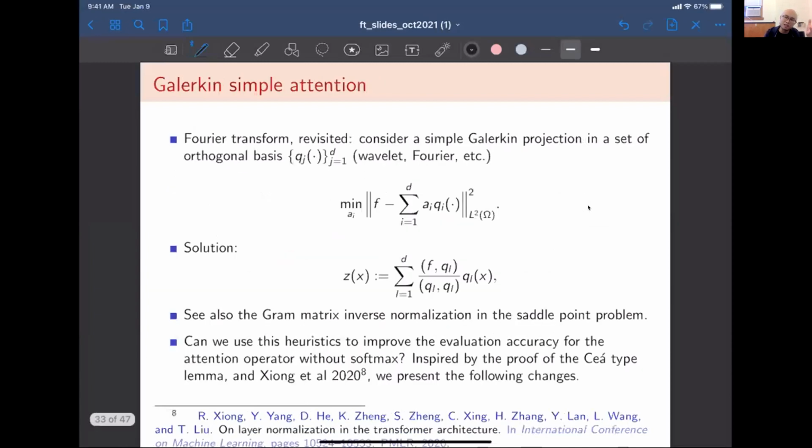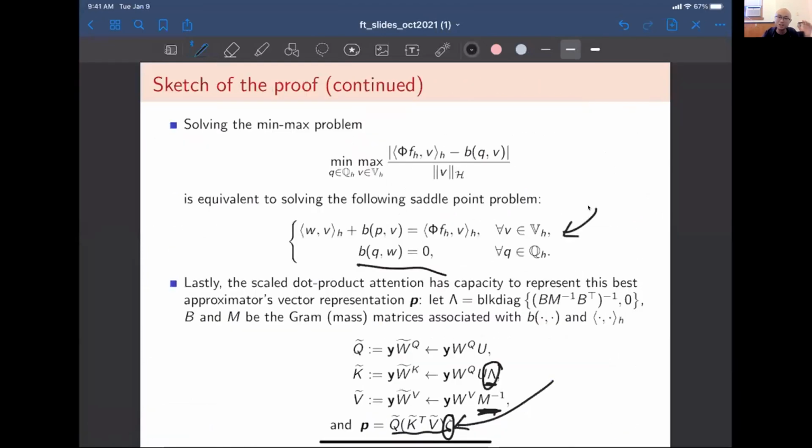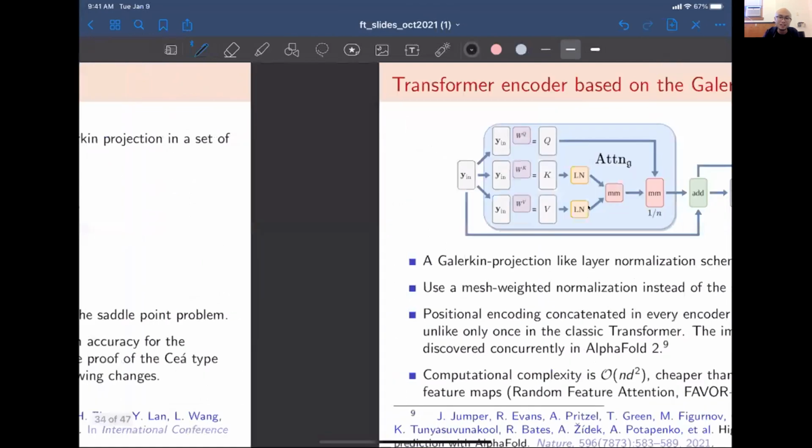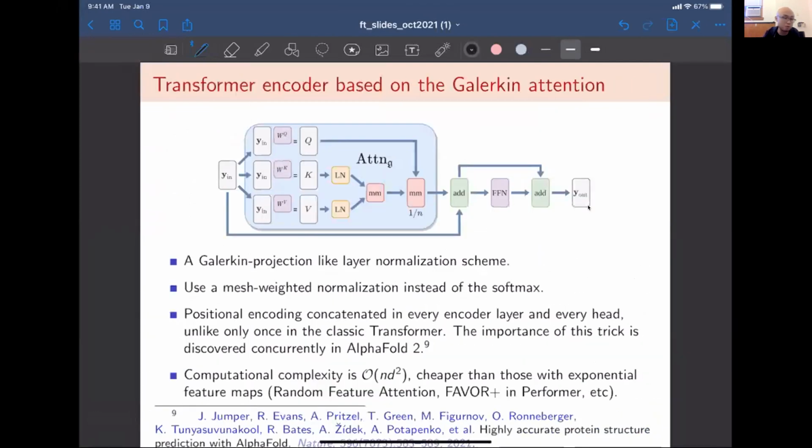Inspired by the proof, can we improve it? Can we reinterpret these two normalizations as some learnable structure? For example, we propose this simple Galerkin attention. Like a Galerkin projection, we apply the layer normalization here. It turns out someone else this year also discovered this concurrently with our paper. We simply apply the layer normalization after we do the projection, and this greatly tames the numerical instability.